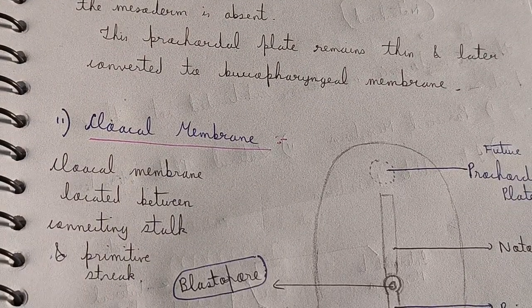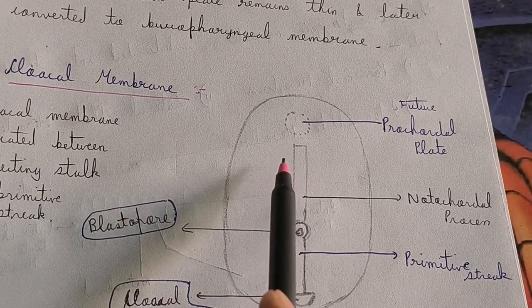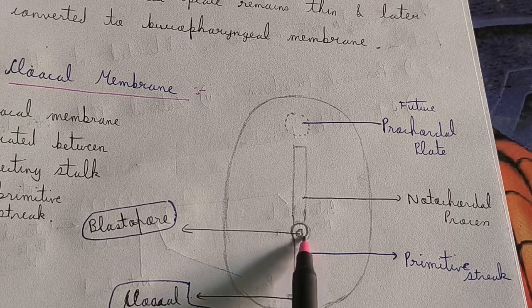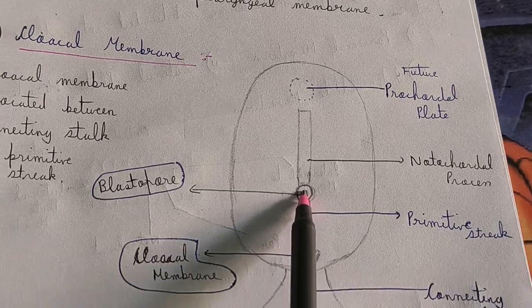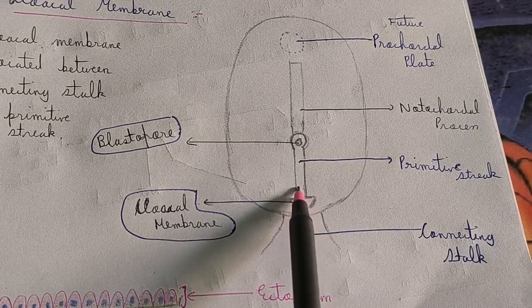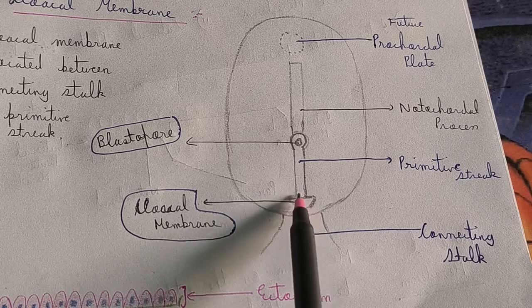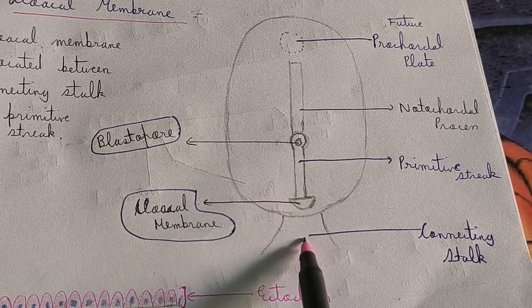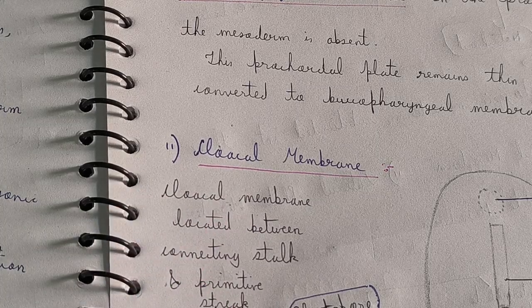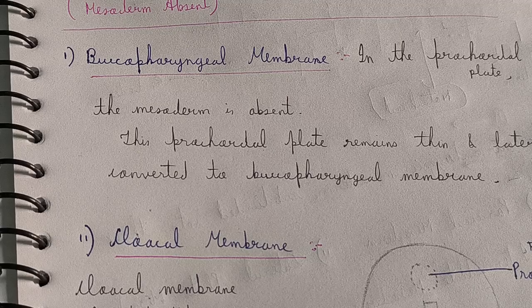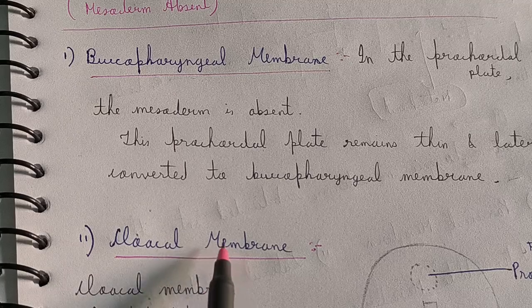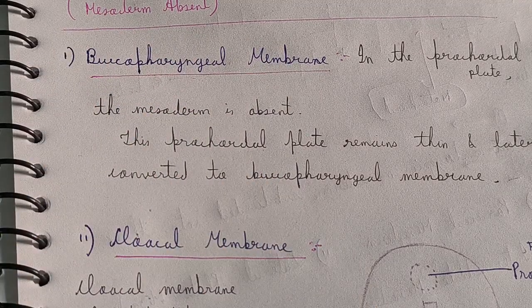Now the second one is about the cloacal membrane. Simply see this diagram: this is the procaudal plate, this is the notochordal process, this is the primitive streak, this is the primitive node, this is the blastopore, and this is the connecting stalk. You can notice by seeing the diagram that the cloacal membrane is located between the primitive streak and the connecting stalk. So I have written that the cloacal membrane is located between the connecting stalk and primitive streak. In your further embryology course you will have to study the derivatives of the cloacal membrane and the derivatives of the buccopharyngeal membrane.